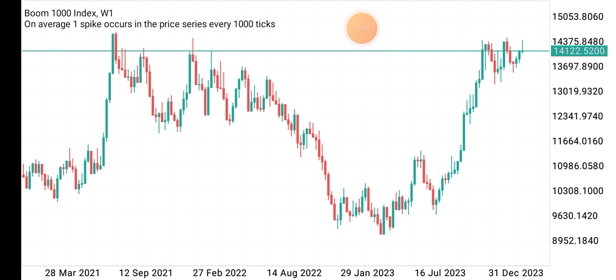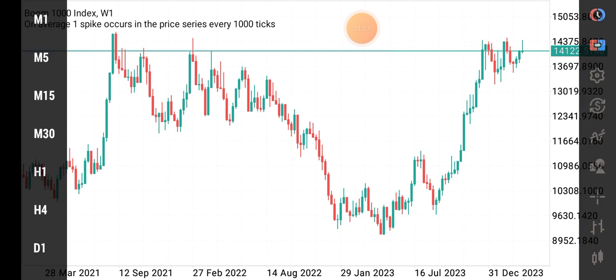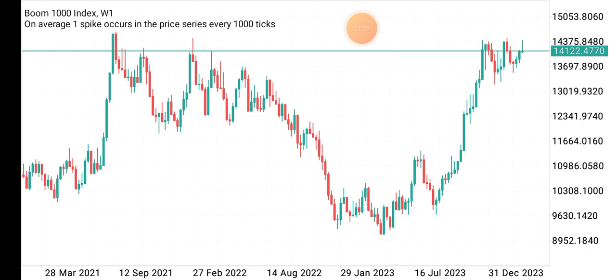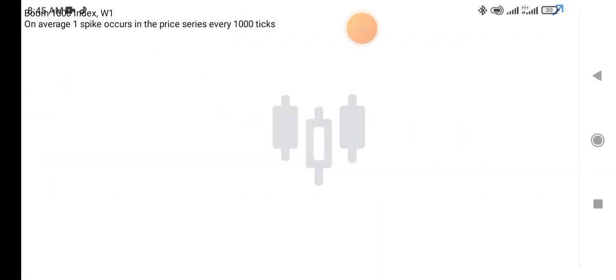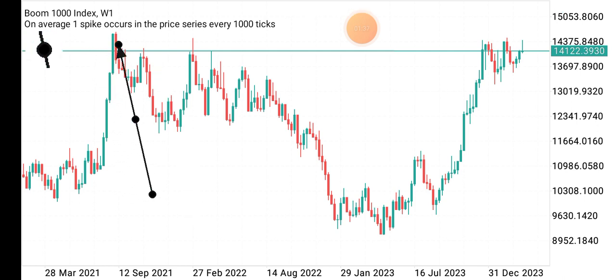So I am on the weekly time frame, as you can see on my chart. The first thing I'll do is try to locate my key levels as usual. As we can see on the weekly time frame, Boom 1000 has arrived at this particular high. This is a strong resistance zone where the market has been reacting. Each time it gets to this level, you can see it has been selling, and the market is forming a kind of structure here that might possibly indicate a continuation or a reversal.